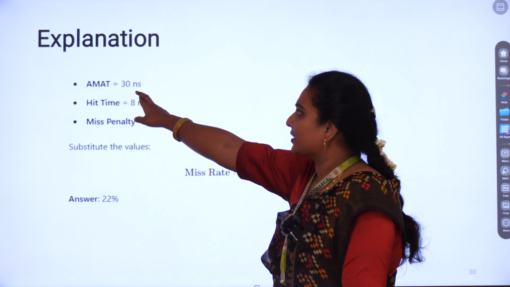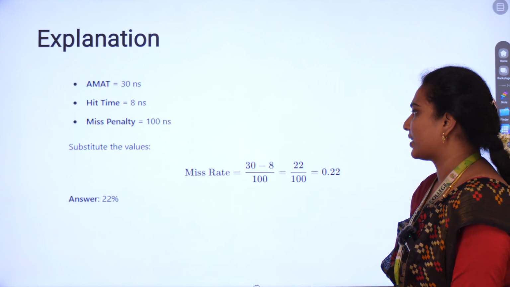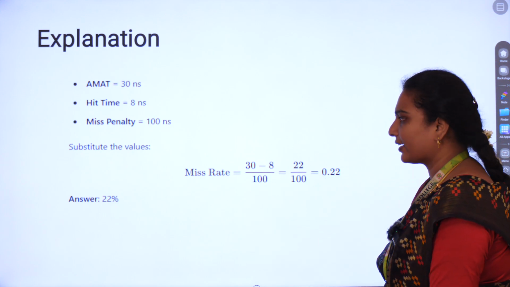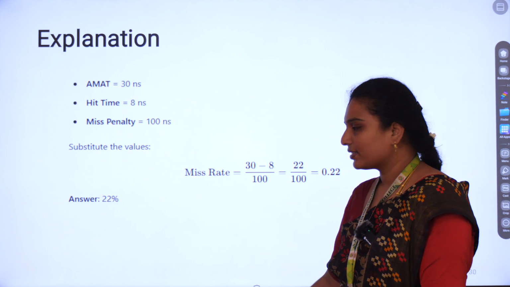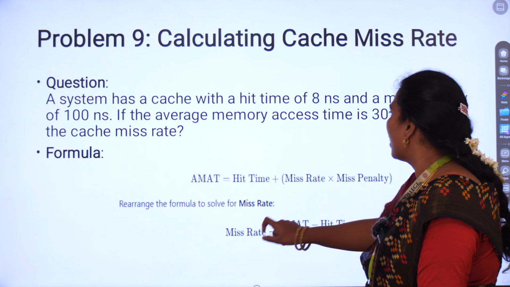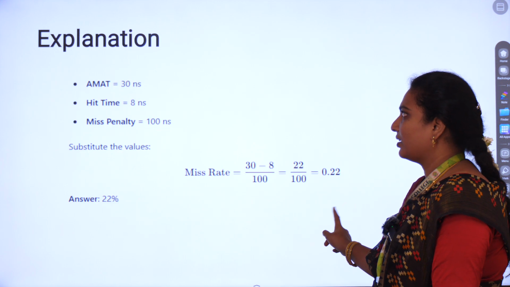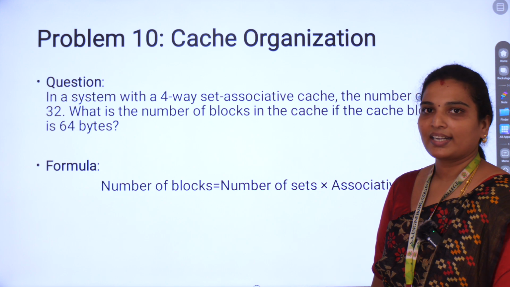The average memory access time is 30 nanoseconds, hit time is 8 nanoseconds, miss penalty is 100 nanoseconds. We are substituting all these values in those parameters and arriving at a value of 0.22. We have to mention it in percentage, so 22%. So what is the cache miss rate? That is 22%.